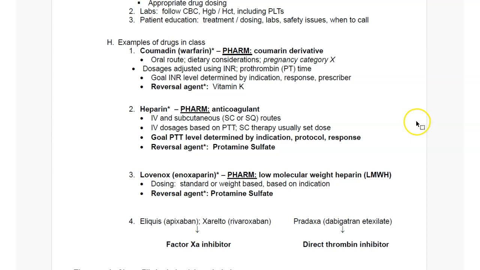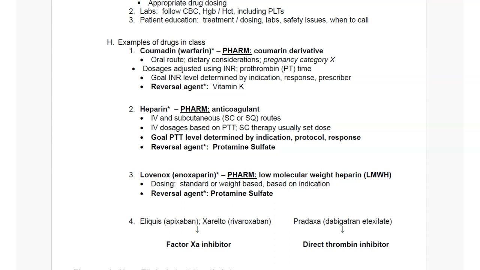So we have Coumadin or warfarin. Warfarin is the generic name and Coumadin is the brand name. The pharmacological class for that is coumarin derivative. This is taken orally. So we need to take into consideration their diet, especially if their diet has a ton of vitamin K, because that will decrease the effect of this medication. And this is considered a pregnancy category X. So this is really not safe for pregnant women to take.